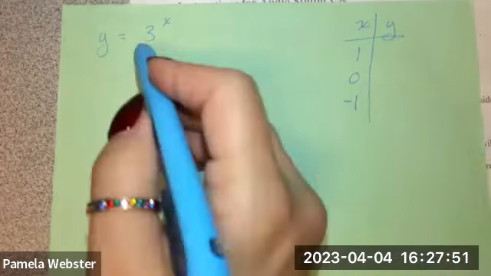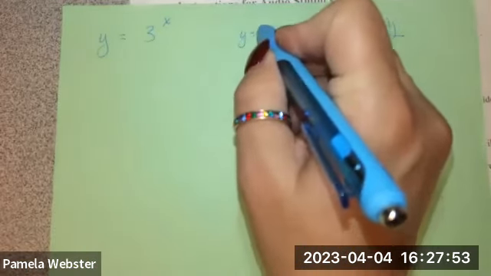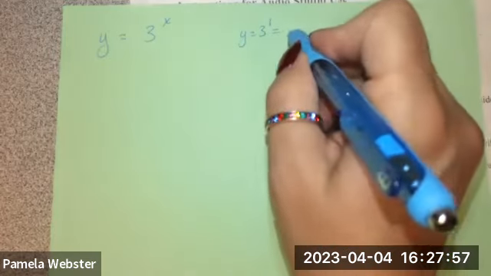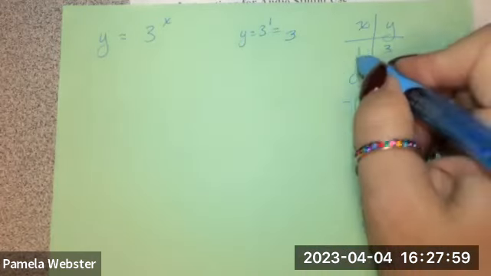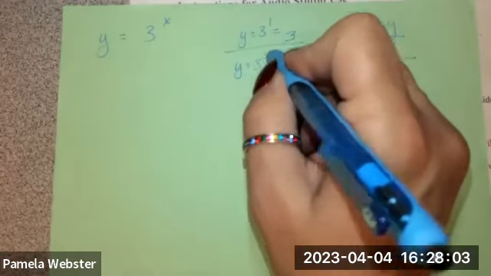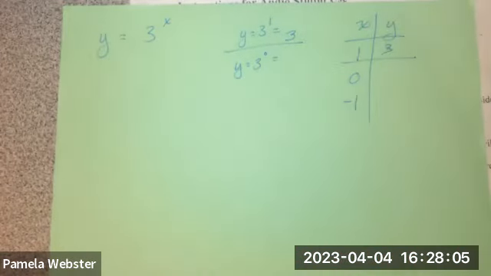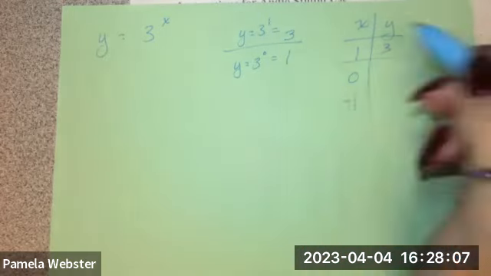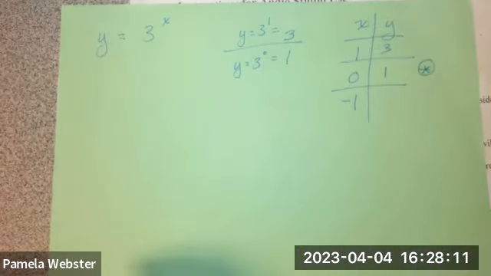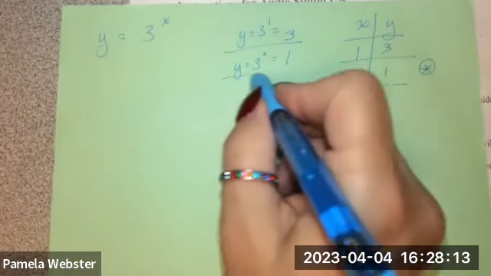So if I had Y equals 3 to the first, that would just be what? 3 to the first is 3. Okay, so I'd have that point, 1, 3. If I had Y equals 3 to the 0, we already know anything to the 0 power is a 1. So that's going to be 0, 1. That's an important point. We'll see it come back over and over and over again.